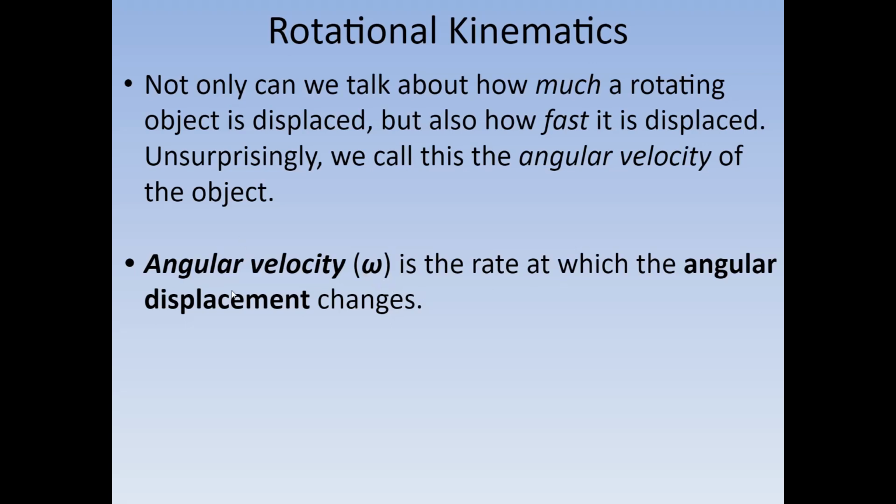The omega, or angular velocity, represents the rate at which the angular displacement changes. Note that if you just get rid of the word angular in this definition, it literally is just the definition of velocity, right? Velocity is the rate of change of displacement. Angular velocity is the rate of change of angular displacement.